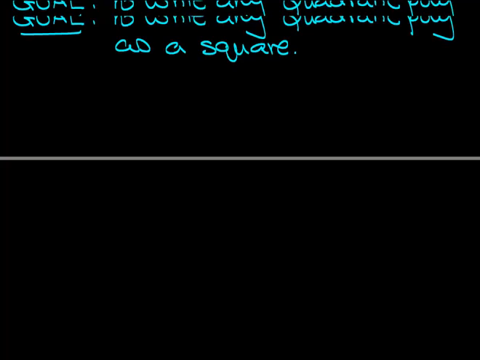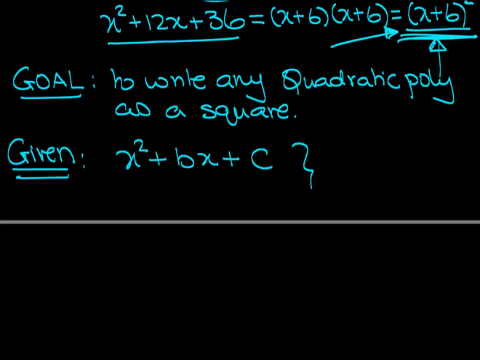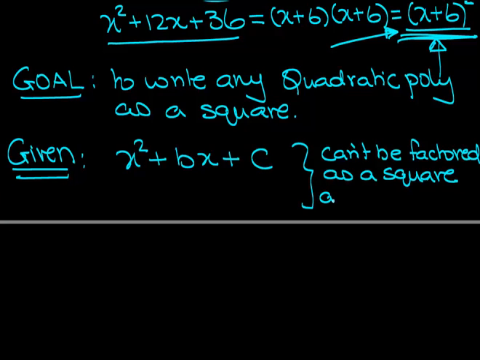It's actually really easy. So let's say we're given x squared plus bx plus c. Now I want to tell you 2 things about this. It cannot be factored as a square, which is what we want to do, so it cannot be done right now. And a is equal to 1. A has to be 1 to use completing the square. So you can clearly see that is 1. Okay? So now how do I go about doing that?